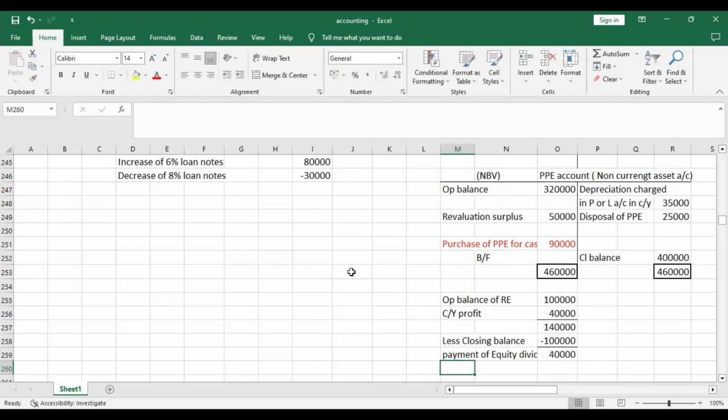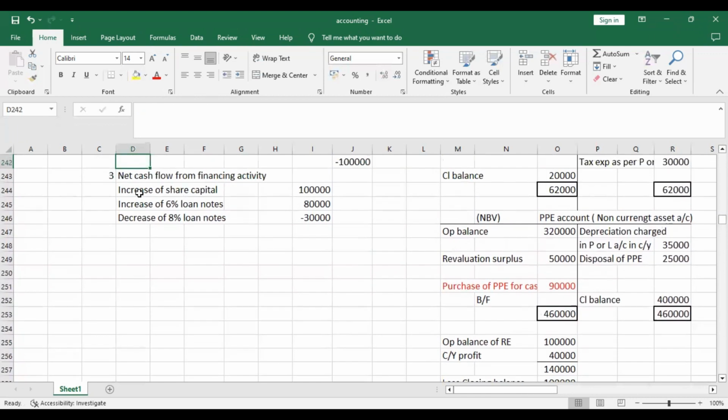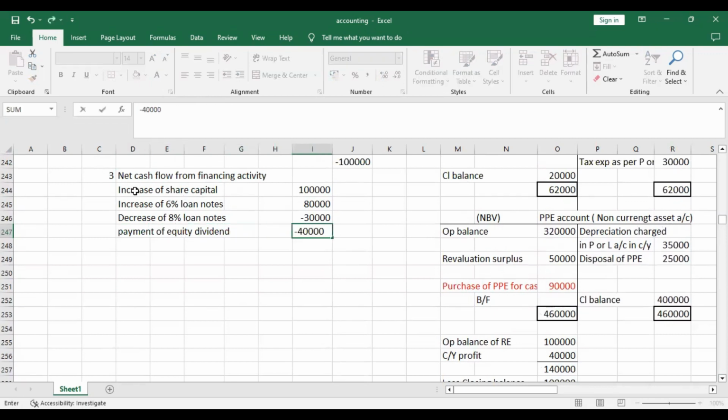Are you clear? So that equity dividend you have to bring here to the financing activity. What are the financing activity? Sorry. So you say payment of equity dividend. How much is it? 40,000, minus 40,000. Always, unless it is given very clearly in the question, you must take this equity dividend calculation.